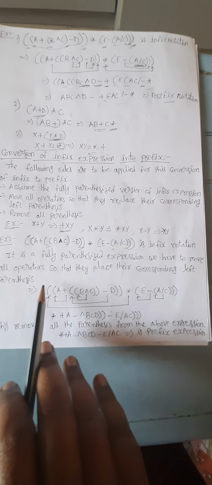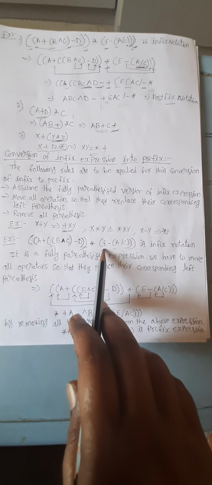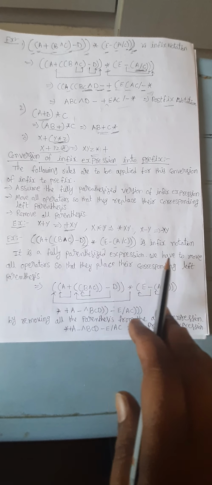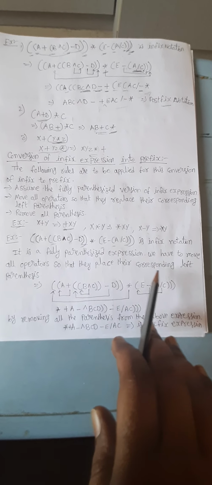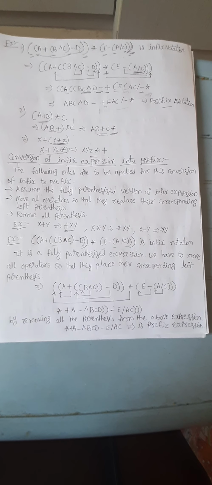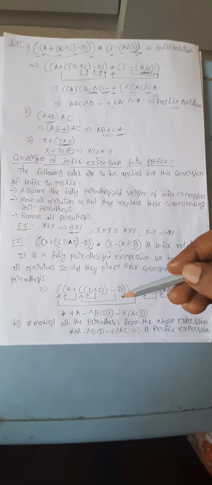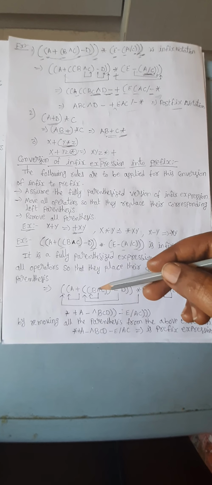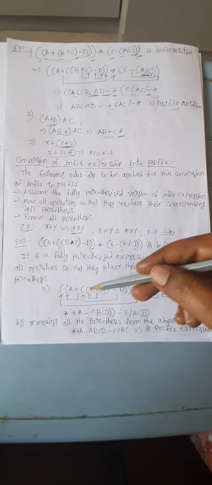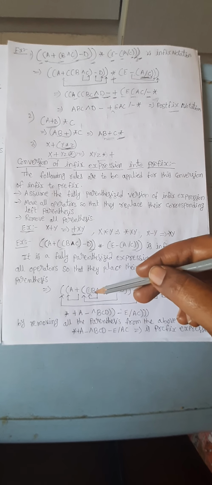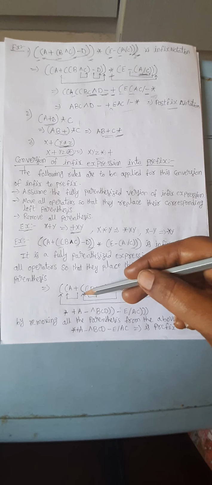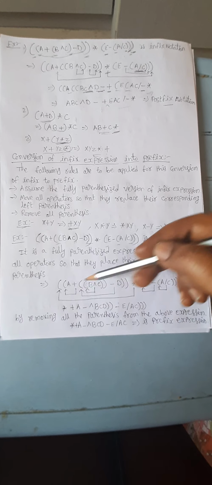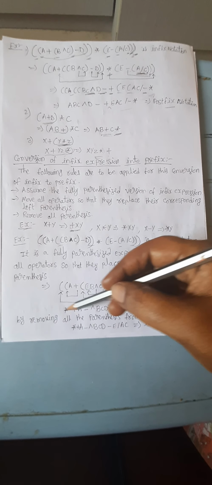Here, if it is a fully parenthesized expression, and this expression is fully parenthesized, then what we can do is move all operators so that we place them at the corresponding left parenthesis. See here how we can move: this is minus, this will be moved here, and again exponent of bc, exponent will be moved before this bc, and again minus will be moved before bc. And see here, this is the multiplication, this will be moved to the beginning.